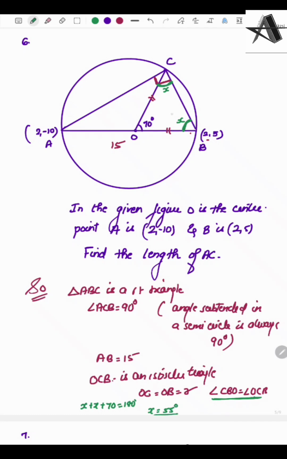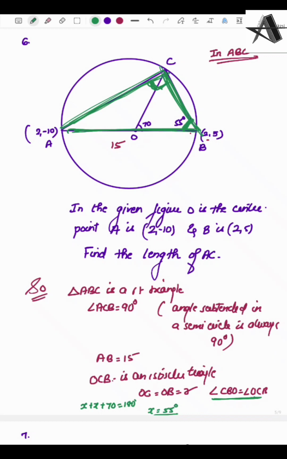If each one is 55 degrees, I need nothing more. Why? Coming back to the bigger triangle, in triangle ABC, now if I delete all the things that I have made so that you can get a better idea, this we have calculated as 55 degrees. Our main focus is this triangle. In this triangle, this is 90 degrees, this is 55. I can apply the trigonometric ratio easily.